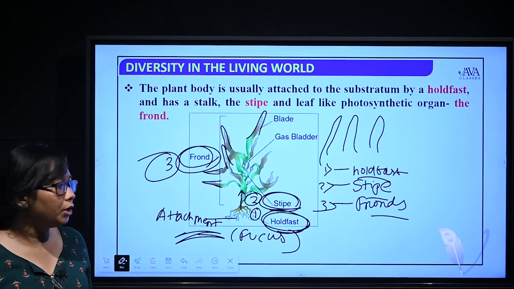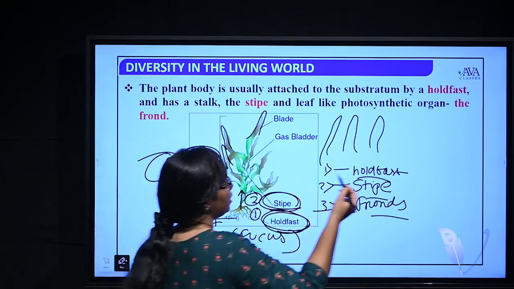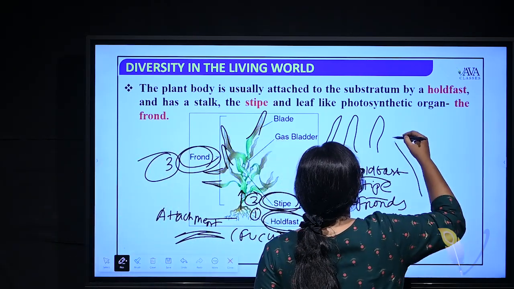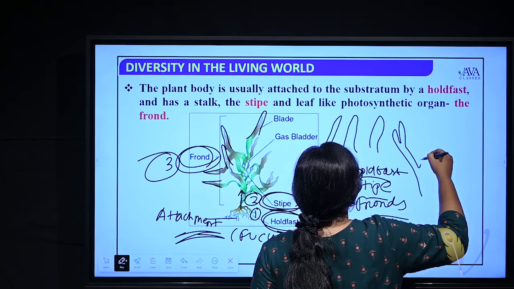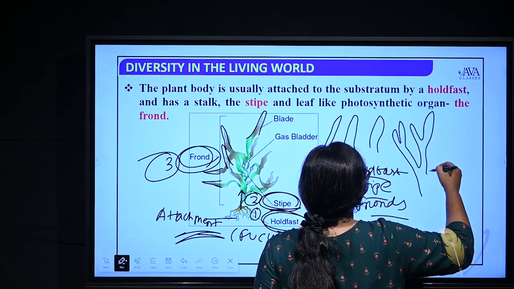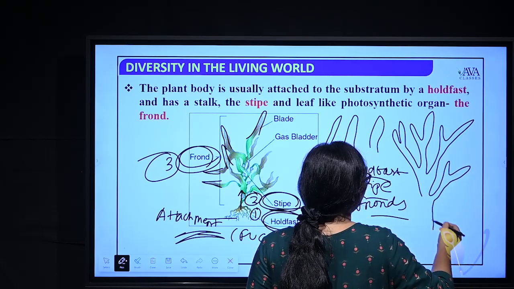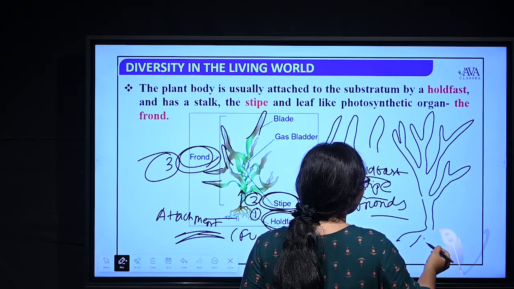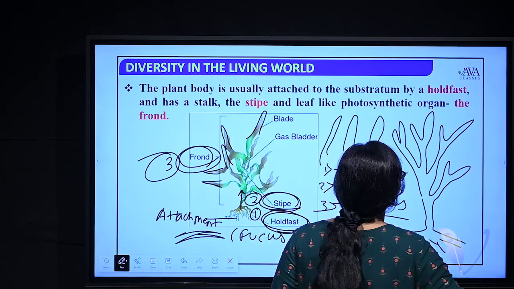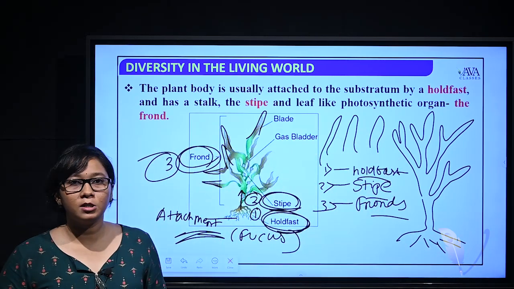Fucus, when you look into the structure of a fucus, they generally look like this. Okay, I am drawing a fucus structure. This is a fucus plant body.